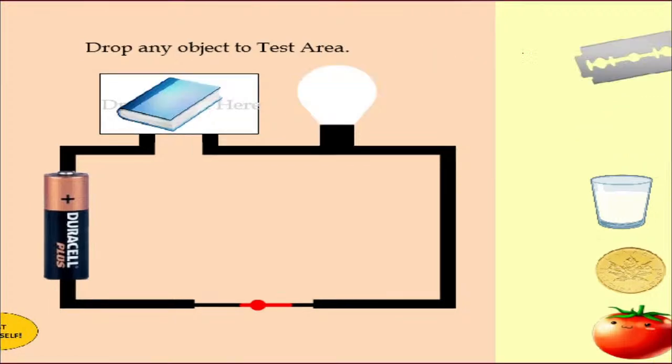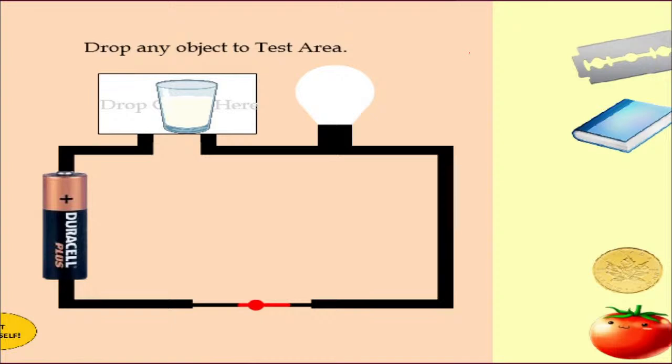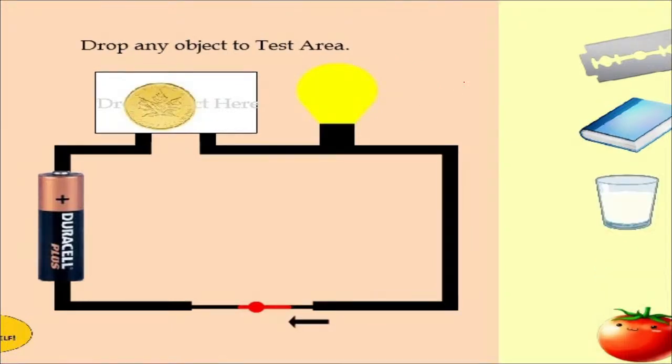Next one, let us take the book. The book is an insulator. See, the bulb does not glow, so the book is an insulator. So paper is an insulator. Now let us check the glass. The glass is also an insulator. It does not allow current. See, the bulb is not glowing, so insulator. Let us do the next one. Here we have the coin. It's made up of metal, so conductor.